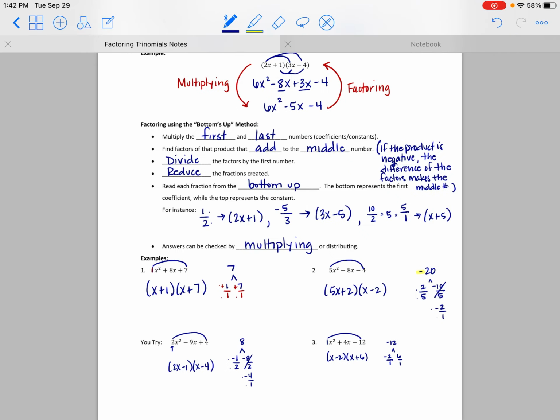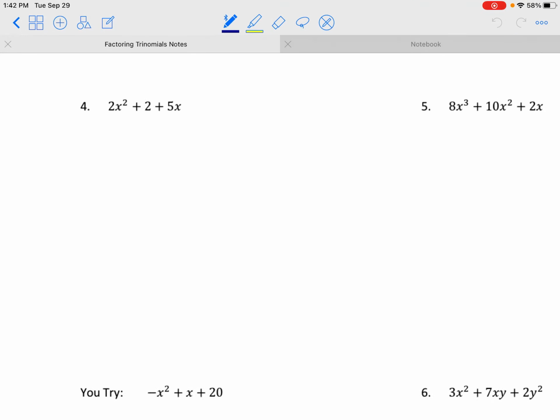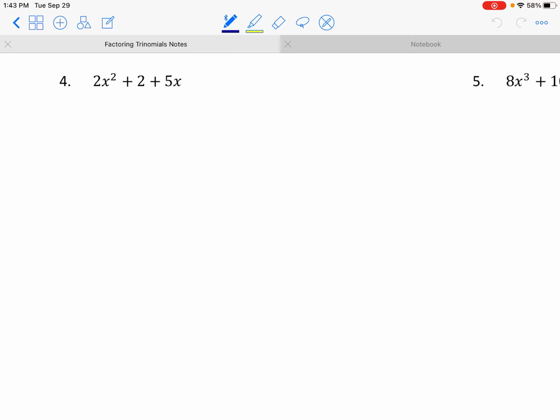Okay? Hopefully this is going all right. Something a little different is happening in number 4. Maybe you can see it. But these have to be put in order first.